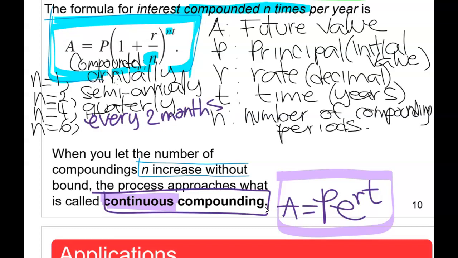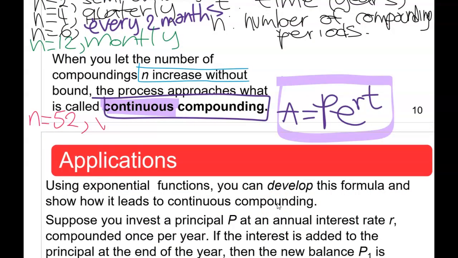And if it says n equals 12, that will be because it happens monthly. And if it says n equals 52, that will be for weekly, if the compounding is weekly. And if n is equal to, let's say, 365, it will be because the compounding happens daily.